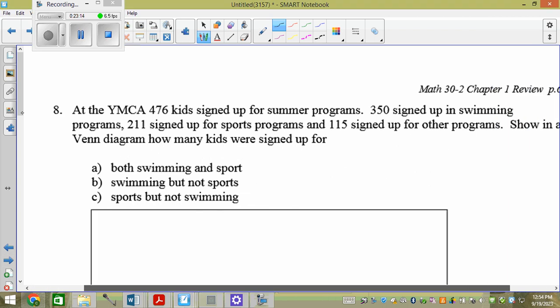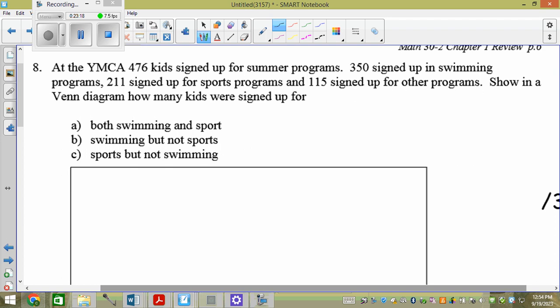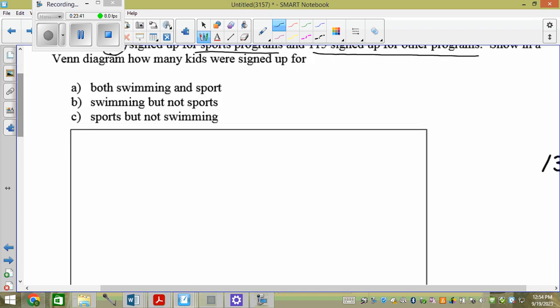Here we have at the YMCA 476 kids signed up for summer programs. That's total. 350 signed up for swimming. 211 signed up for sports programs. And 115 signed up for other programs besides these, or they could say neither of those programs, whatever. So it's a 2-circle Venn diagram because we're talking about swimming and sports.